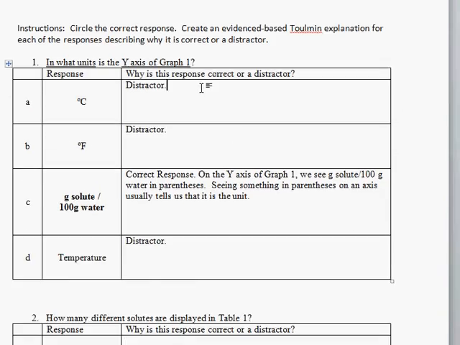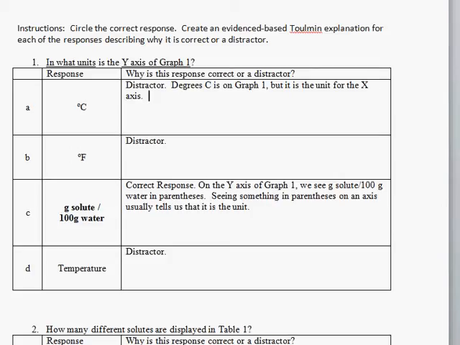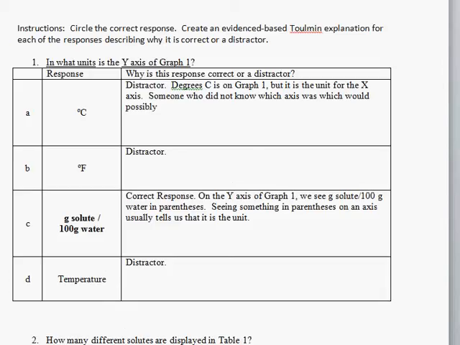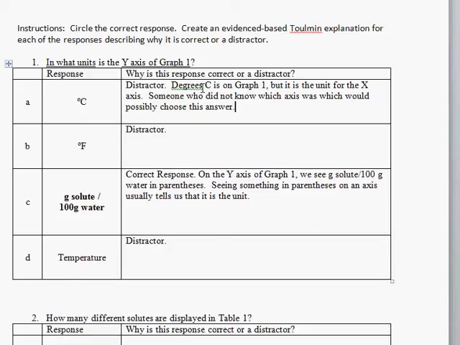Okay, so degrees C is on graph 1, let's be specific. But it is the unit for the x-axis. Someone who did not know which axis was which would possibly choose this answer. That's why it's a distractor.